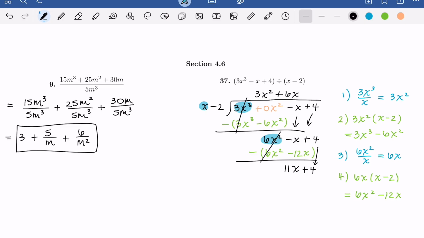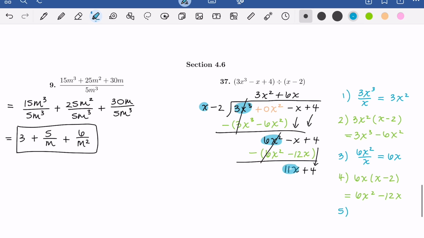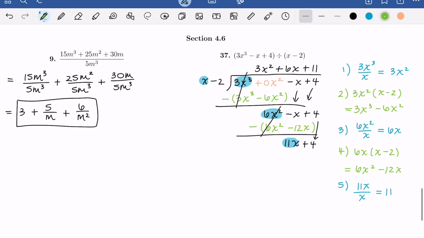So for step 5 here, we're going to do this in blue because we're again looking at our leading terms. We're going to divide these guys. 11x divided by x gives us 11. So this is our result, which is going to go up here. And then we need to take that result and multiply it by our divisor. This is what we're going to subtract out. So we're going to subtract out 11x minus 22.